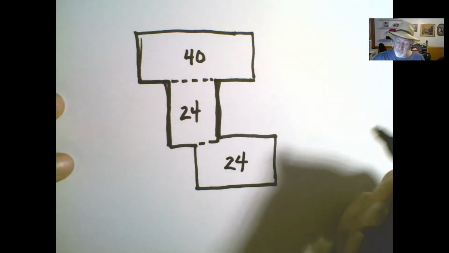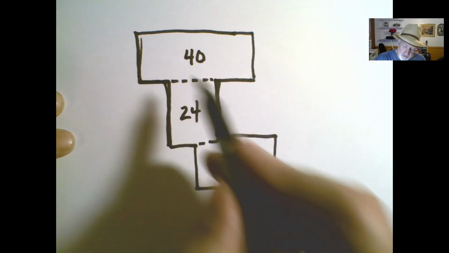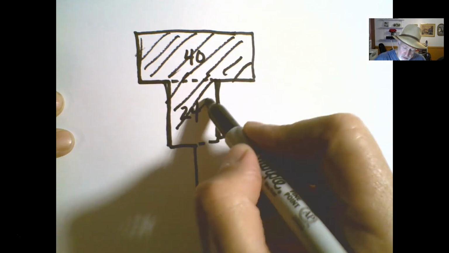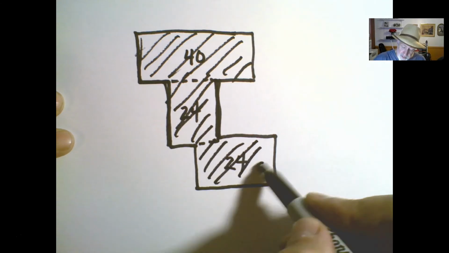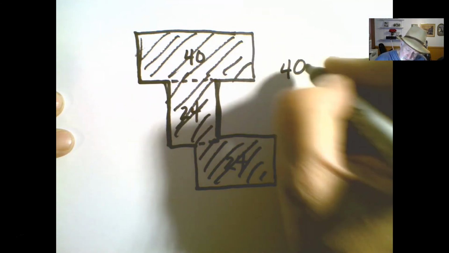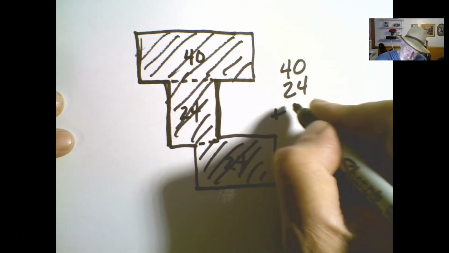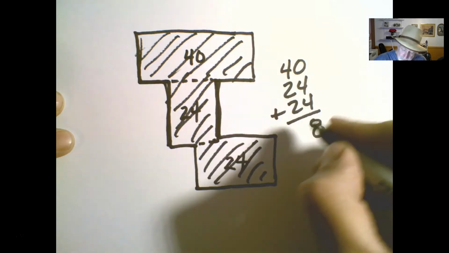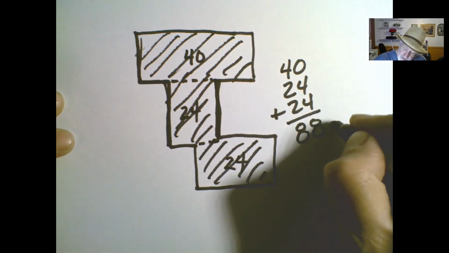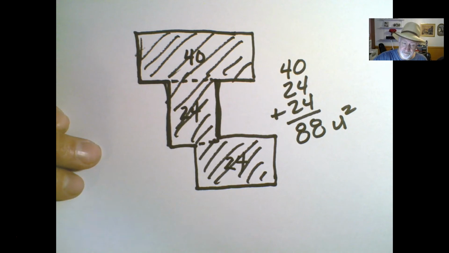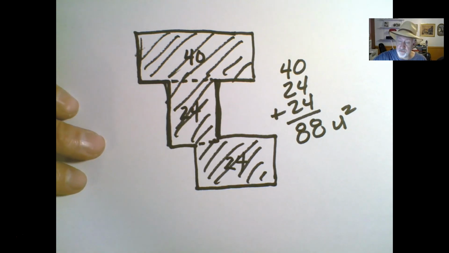And if I'm looking for the entire area of this piece, taking it all as one, then I just take all of those measurements individually and add them up. 40 plus 24 plus 24, and I get 88 square units. Okay, that's all there is to it. Just practicing maybe some different configurations.